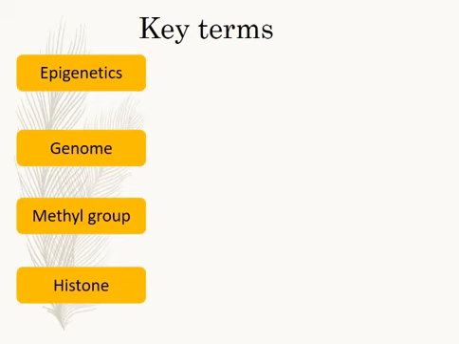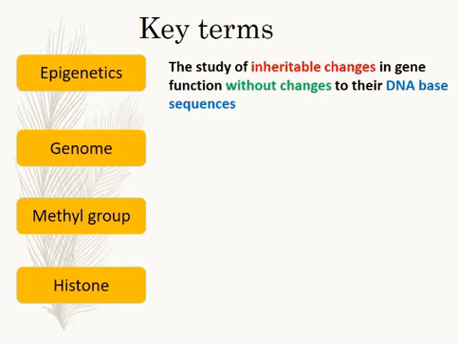So epigenetics overall, the topic for today, is the study of inheritable changes in gene function without changes to DNA-based sequences. So there are actually possibilities where the expression or the phenotype of an organism changes even though the DNA sequence didn't change. So there's not been a mutation, but there is something happening to the DNA. The environment of the DNA changes, and that can affect whether a gene is expressed or not.